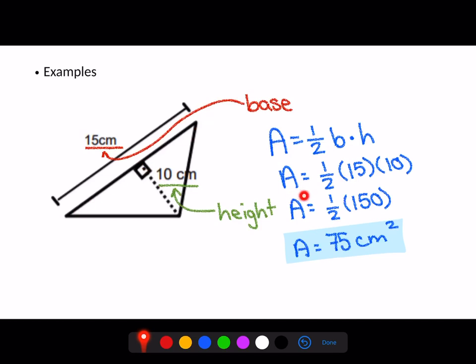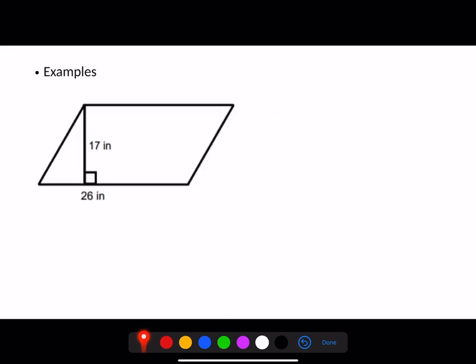So we have area is equal to 1/2 15 times 10. This gives us area is equal to 1/2 of 150 from 15 times 10. And then half of 150 is just 75. So area is equal to 75 centimeters squared. All right, hopefully that one wasn't too bad. Here's our next one. Go ahead and try this one out. I'll be going through it in just a second.